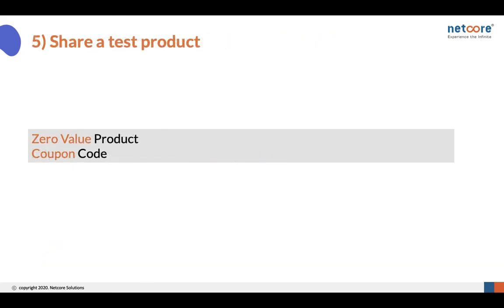The last point, number 5, we need a zero-value product or a coupon code to test the integration and funnel end-to-end across all devices and browsers. This will help us identify any leaks if they exist.